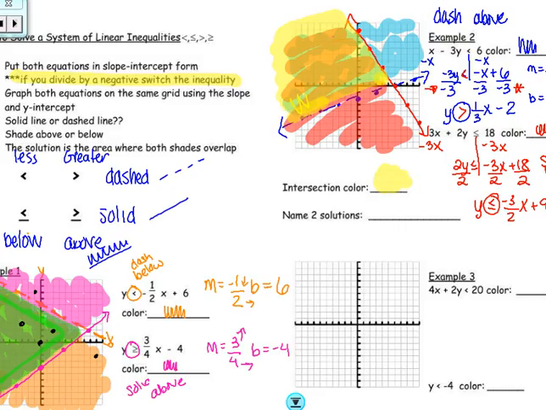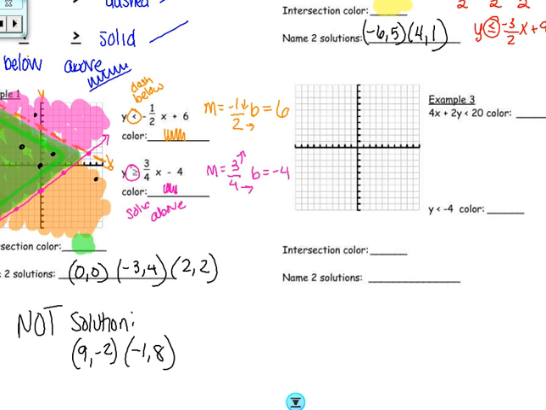So naming two solutions to this graph, I could say the point -6, -6, 5 is a solution. I could say the point 1, 2, 3, 4, 1 is a solution. Any point in the section that overlaps. Okay? All right, last example.